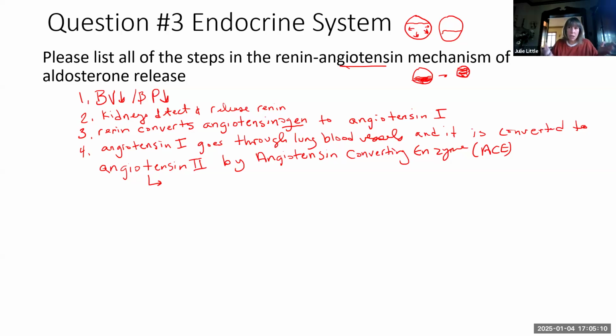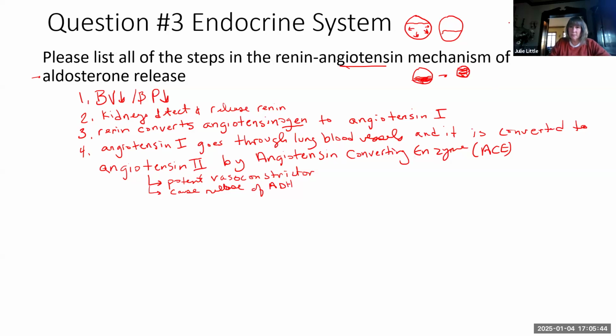Angiotensin 2 is a potent, powerful vasoconstrictor. So that in itself is going to increase blood pressure. But this question is asking you, how are we going to cause the release of aldosterone? Angiotensin 2 can also cause the release of ADH, antidiuretic hormone.